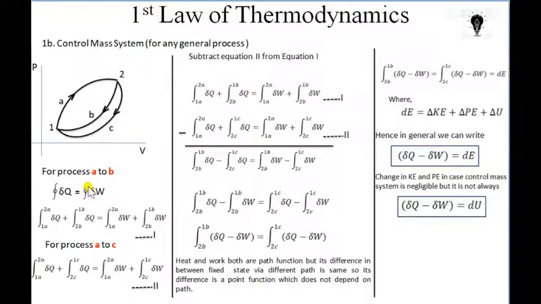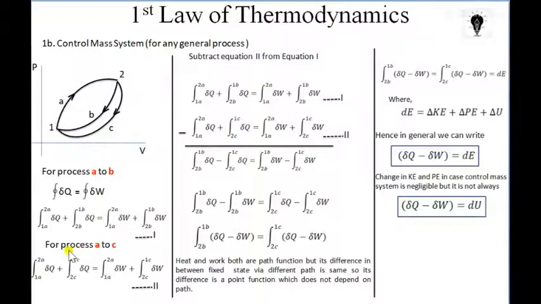So all the heat interaction during process 1 to 2 and 2 to 1 is equal to all the work interaction during process 1 to 2 and 2 to 1 in the entire cycle. The summation of all heat interaction equals the summation of all work interaction during cycle A to B. Similarly, we apply this expression for process A to C, that is, now we are considering cycle 1A2C1.